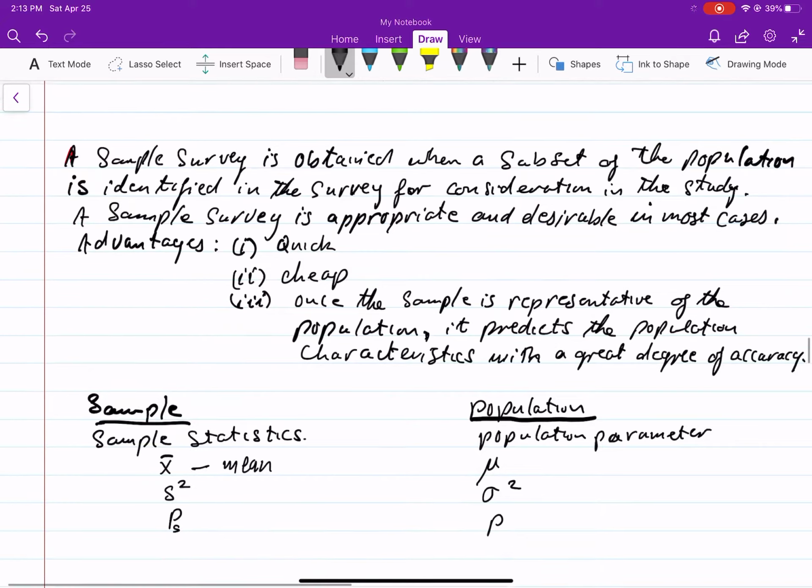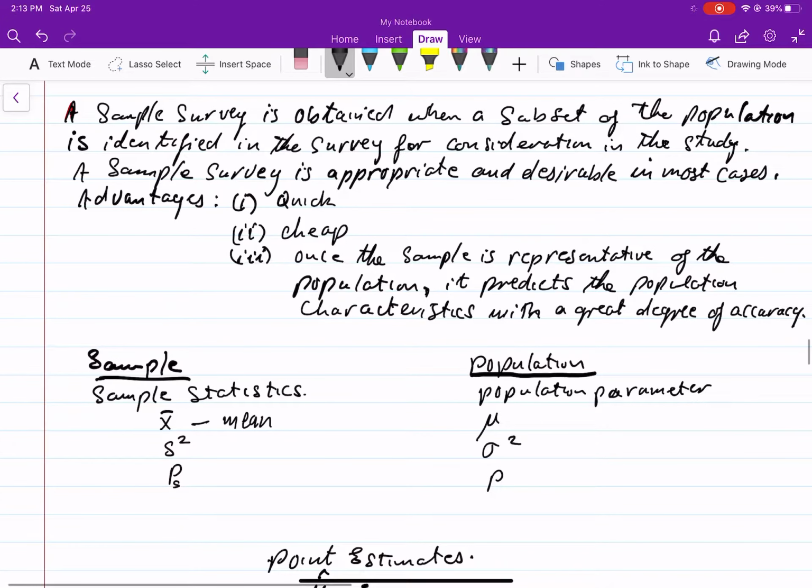And that's a nice segue into what I'm about to talk about right now. A sample survey is obtained when a subset of the population is identified in the survey for consideration in the study. So you take a subset out of the entire population and you use that subset to perform your test. A sample survey is appropriate and desirable in most cases.